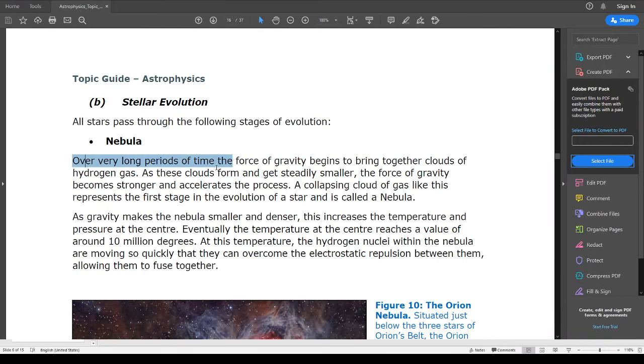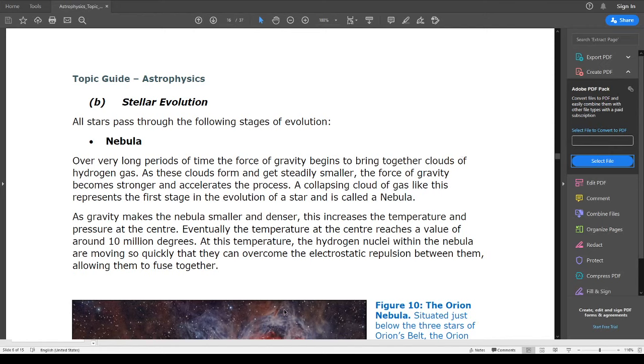Over very long periods of time, the force of gravity begins to bring together clouds of hydrogen gas. As these clouds form, they get smaller and smaller because the force of gravity is acting on them. As they get smaller, the distance decreases, so the force of gravity becomes stronger and accelerates the process. This collapsing cloud of gas is called a nebula, and it's the first stage in the evolution of a star.